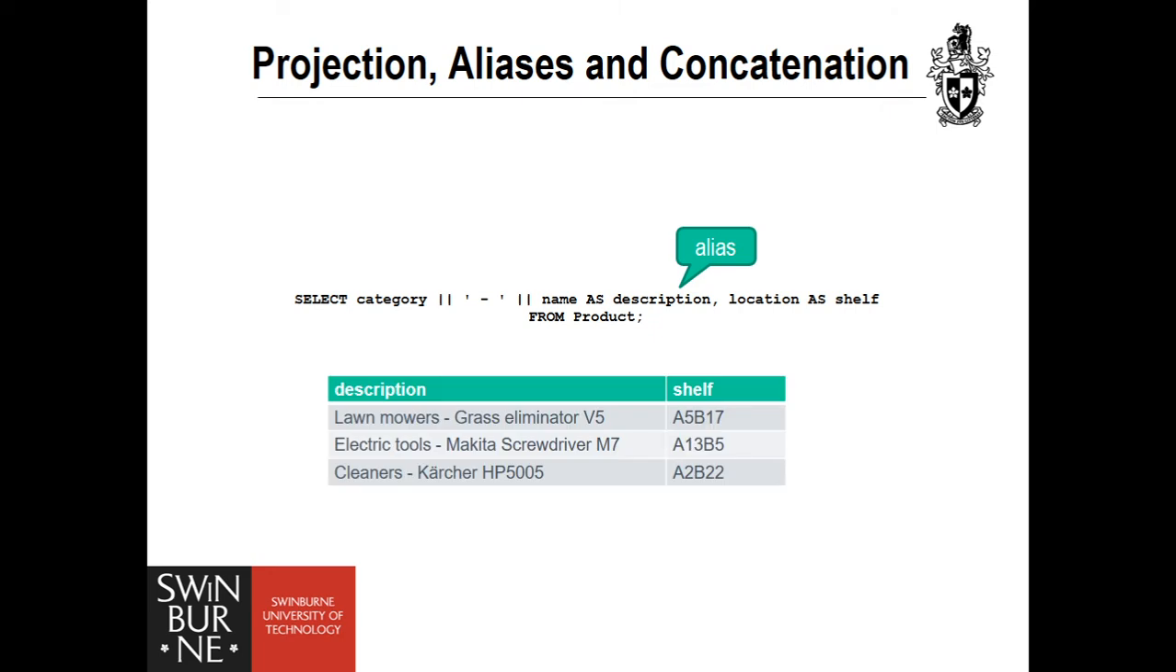You can concatenate strings using a double pipe sign. If one of the values being concatenated is not a character field, you have to use a CAST function first. In the example, category and name are both character fields. We want to put them into the same column in the result set.